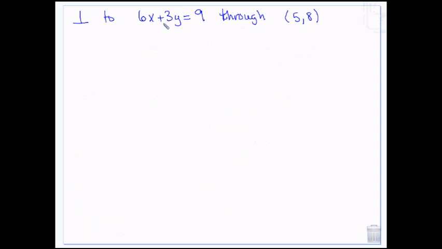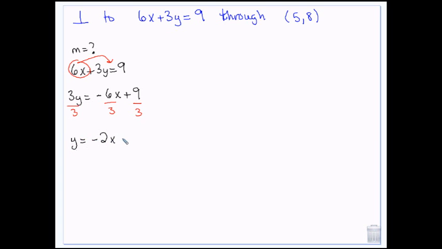Perpendicular to 6x plus 3y equals 9, but through the point 5, 8. So first I want to find m. So I'm going to take that 6x plus 3y equals 9. Pick the 6x up and move it over. Okay. So 3y equals negative 6x plus 9. Divide by 3. Okay, so m is negative 2.